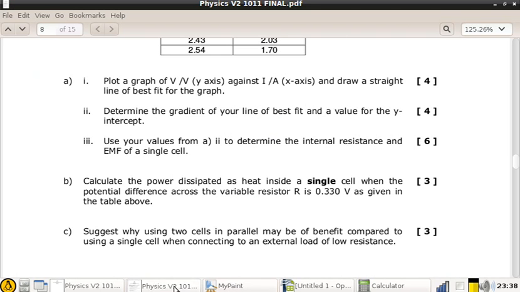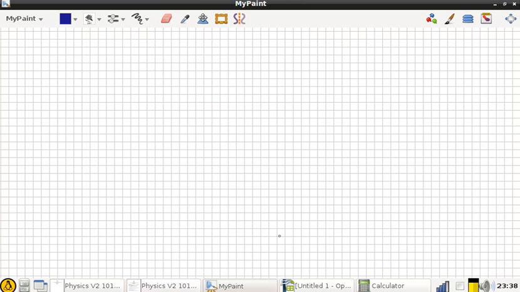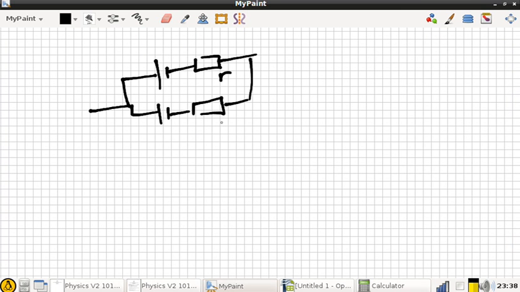Let's see what's next. And the last part is suggest why using two cells in parallel might be of benefit compared to using a single cell when connected to an external load. So for the c part here, one way to think about it is if you have your batteries like this, each of these is r. The total is 1 over r plus 1 over r, which is 2 over r.